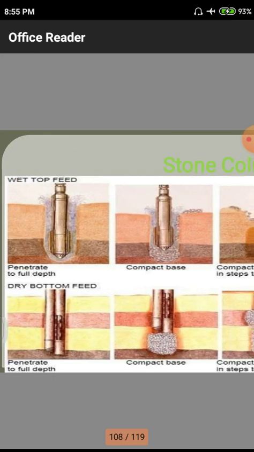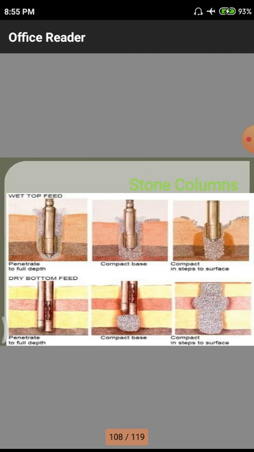After that we need to discuss these stone columns. What is a stone column? Normally we observe short columns or long columns in our RCC designs. In RCC designs we understand long columns and short columns. So what is a long column? If the L by D ratio is greater than 12, it is a long column. If the L by D ratio is less than 12, it is a short column. We have some memory of those things.